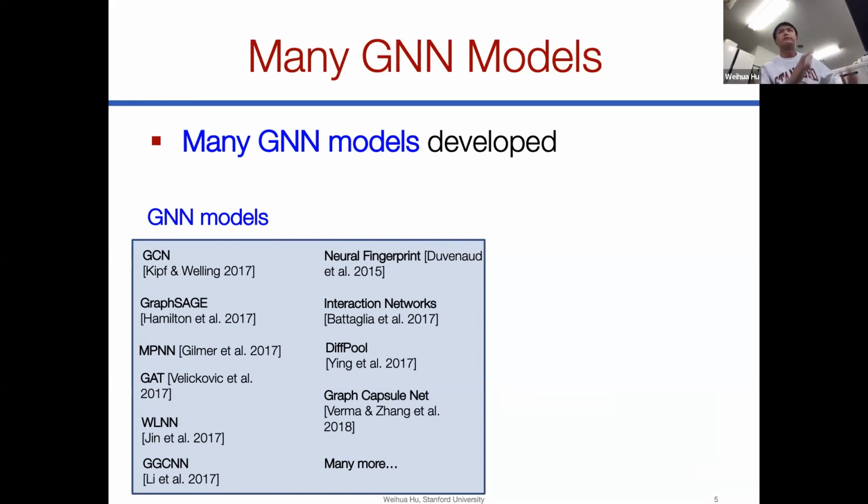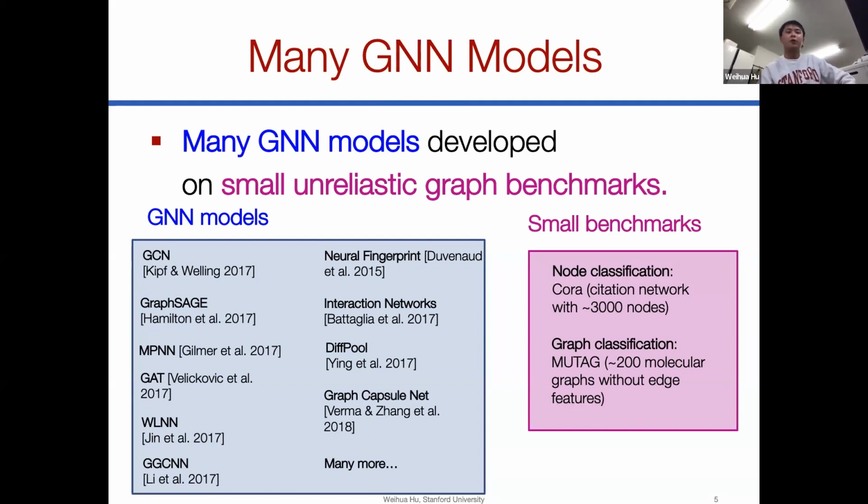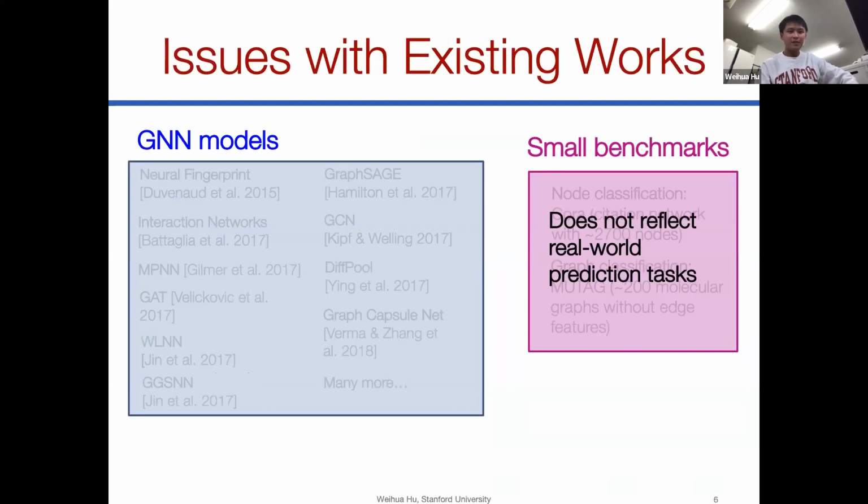However, despite a lot of advances in models, these GNN models have been developed on small and unrealistic graph benchmarks. For example, these networks have been developed on the Cora data, which is a citation network with only 3,000 nodes. And in the graph classification datasets, the most representative one is the MUTAG dataset, which is just a set of 200 molecular graphs. And you can see that these are too small for us to develop meaningful deep learning models. And these small benchmarks do not really reflect the real-world prediction tasks that we are interested in.